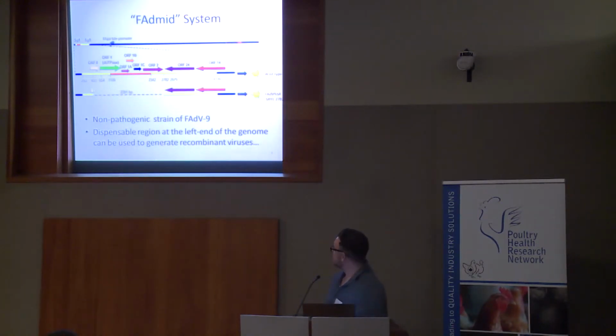The most important part of my project is a recombinant virus vector system that was developed in the NAJ lab a couple years ago by previous students, which we have coined the FADMID system. The FADMID system itself uses a non-pathogenic strain of FADV9. A student was able to discover a region in the genome, at the left end, if you can see that on the white board, that is dispensable for virus replication, which we can use to add transgenes of foreign viruses or foreign bacteria that we could vaccinate against. So this is a dispensable region.